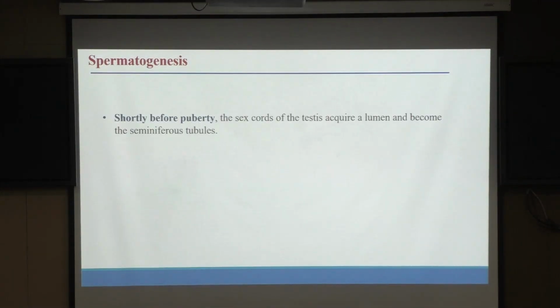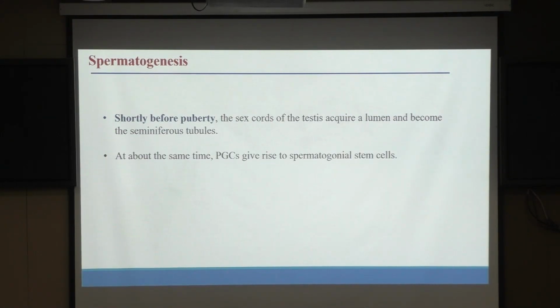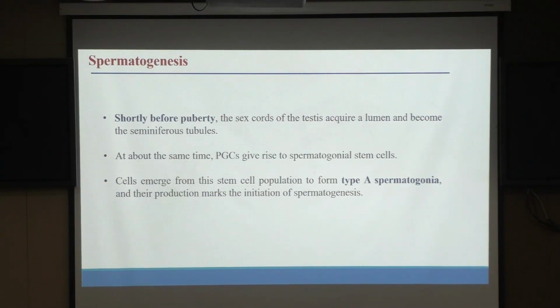Okay. Now, the first step. Shortly before puberty, the sex cords of the testis, that is, the seminiferous tubules, acquire a lumen and become the seminiferous tubule. At about the same time, the primordial germ cells which are already there in the gonad tend to differentiate into spermatogonia. To begin with, it is called type A spermatogonia, right? Type A spermatogonia.